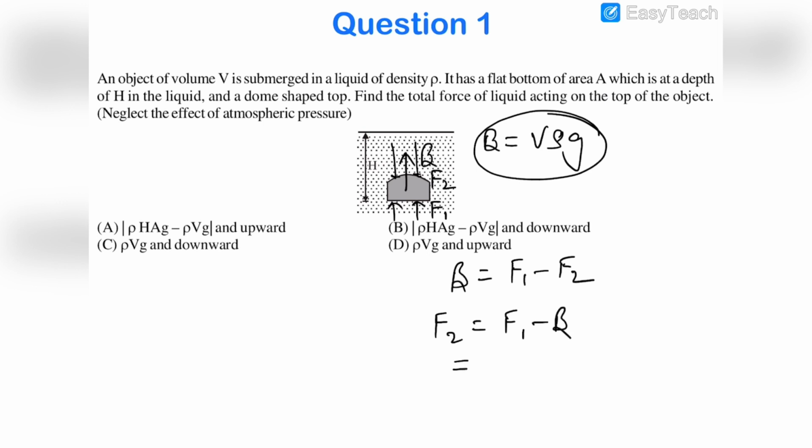Now F1 is the force acting on the flat surface, so the pressure at the flat surface is h rho g, and the force will be h rho g A, and buoyancy will be V rho g. So this force is acting on the top surface in the downward direction. So the correct answer is B. Now we move on to the next question.